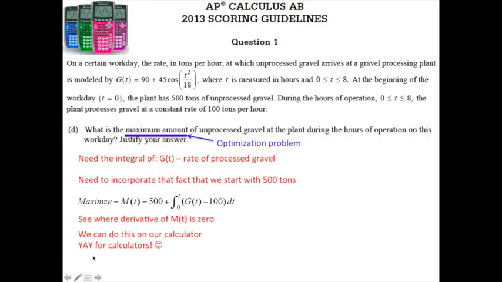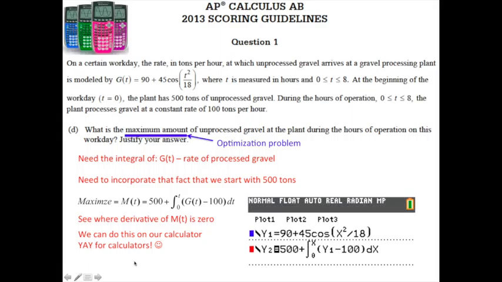So we can do this on our calculator, which is really nice. Let's take a look at this. I've got Y1, our rate that the unprocessed gravel is arriving. And notice my Y2, I've put this entire maximizing function in there: 500 plus the integral. I can put an integral right into Y2 if I just leave the top variable X, and the bottom variable is my start point, which is 0. Then I've got Y1 minus 100, which is G of T minus 100.